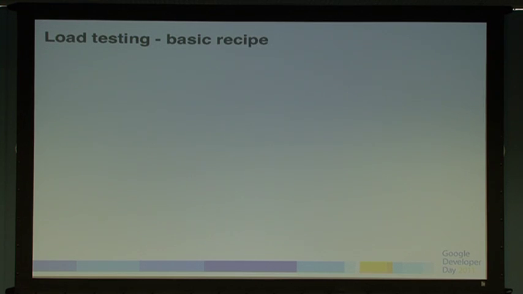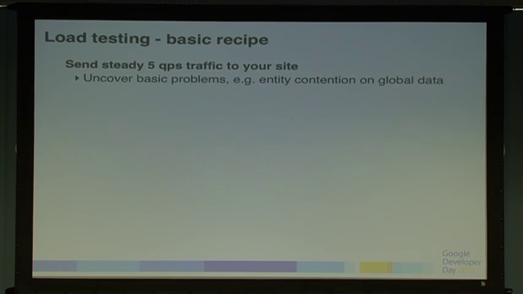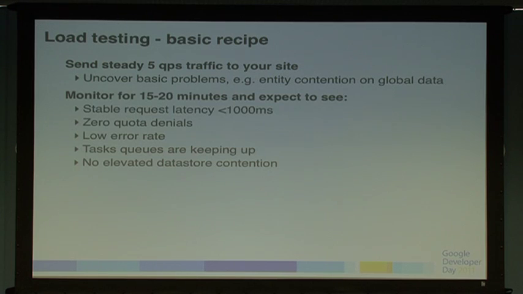Now the recipe is very simple. You start your load test probably around 5 QPS, that's 5 requests per second. And this allows you to uncover basic problems, like you have a global web counter that is locked by every single user. When you run into those types of things, you'll very quickly find them just with a simple test like this. Once your traffic is up and going, then you want to look for a few things.